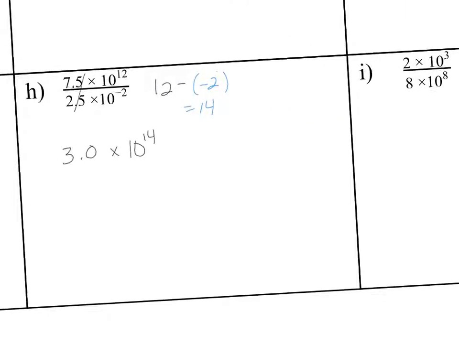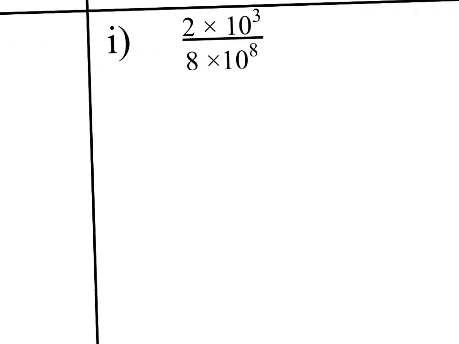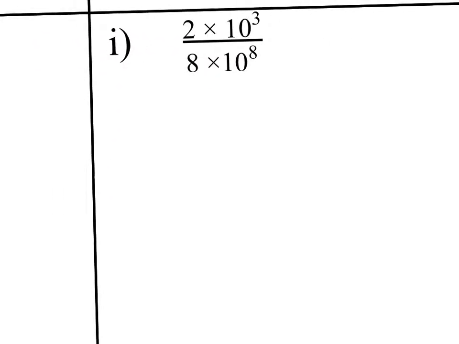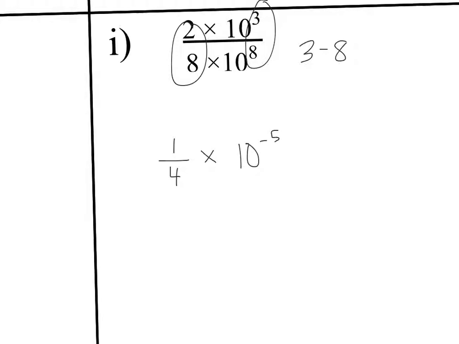And then the last one. So to do this one, I'm going to reduce 2/8, which is 1/4, times, now these two I'm going to subtract, so 3 minus 8 is negative 5, so this is times 10 to the negative 5. Now I want to write this in scientific notation, so this is 0.25 times 10 to the negative 5, because 1/4 is 0.25. So 0.25 times 10 to the negative 5 is this number.